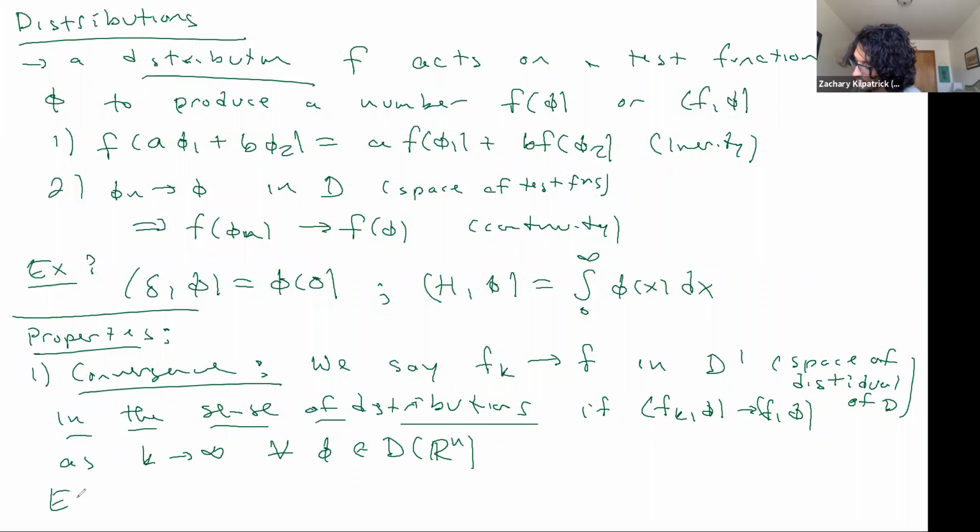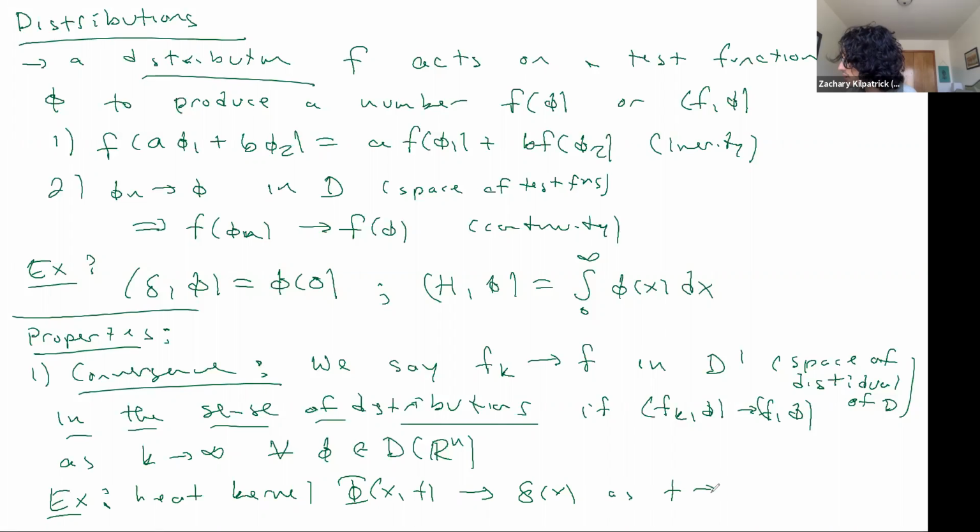So believe it or not, we've already seen an example of this. Essentially the heat kernel phi(x,t) goes to delta of x, and you could index k so that essentially you could take one over k or something like that. So as t goes to 0 from above, the functional basically created by integrating your heat kernel against a test function is a distribution, and the limit of that distribution is the delta distribution.